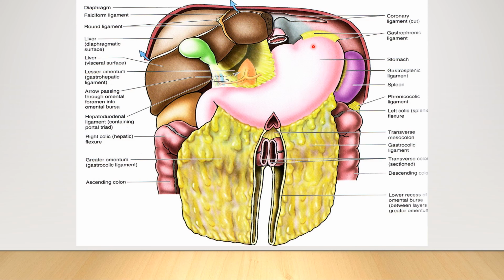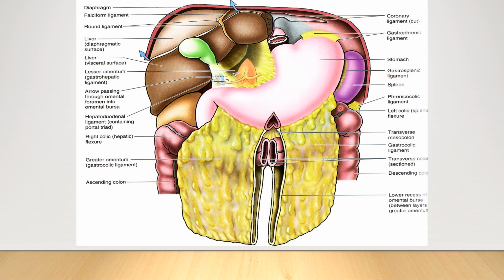So the parts of the greater omentum that connect the stomach with other viscera, we have labeled and categorized them according to their names. The Gastrophrenic ligament you see over here is connecting the stomach with this diaphragm. So this is a Gastrophrenic ligament, and it is categorized under the part of the greater omentum. Then you will see over here, this is the spleen, and this ligament attaching the stomach with this spleen is known as the Gastrosplenic ligament.